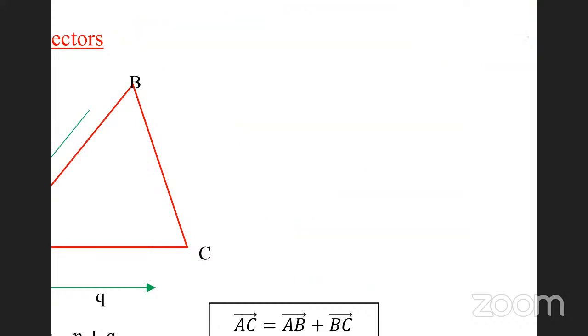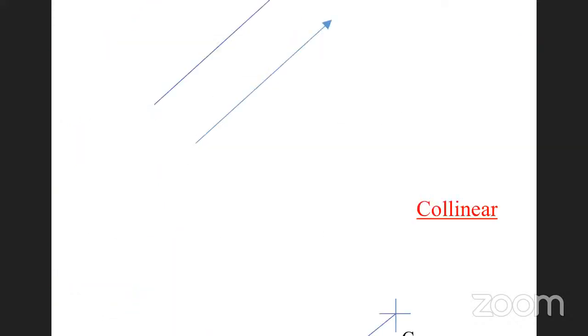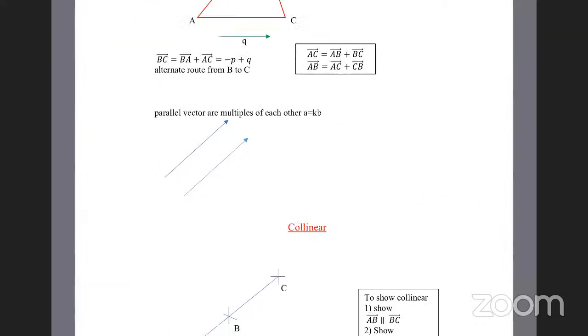Next, we have two rules to remember. Parallel vectors. How do I show two vectors are parallel? Well, if one vector is A, the next will be 2A. Parallel vectors are multiples of each other. Yeah?